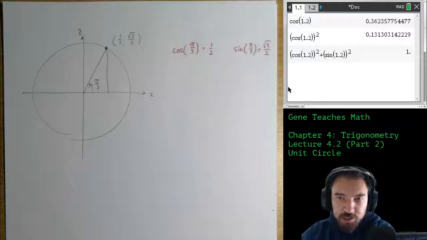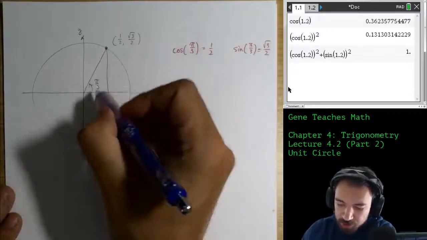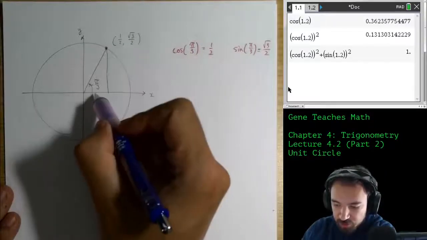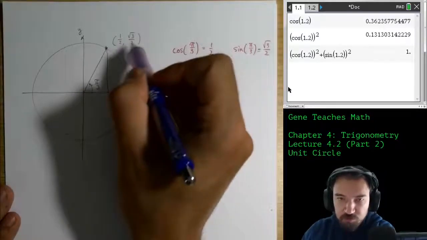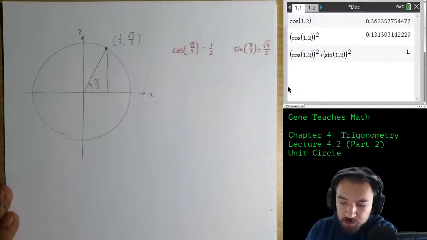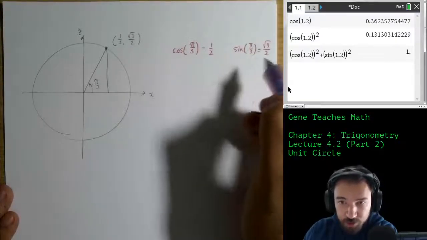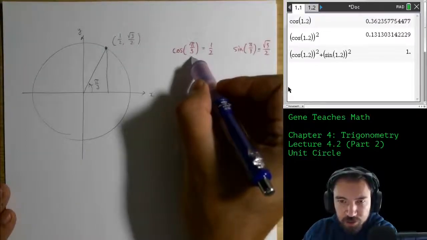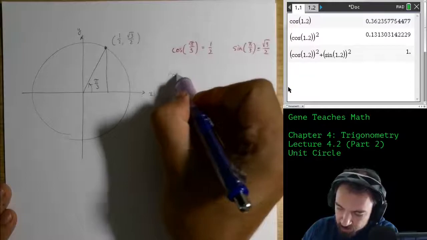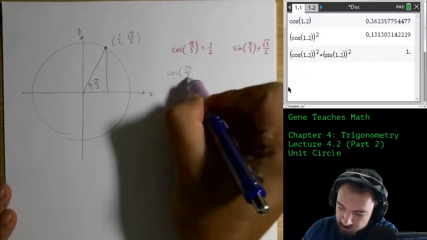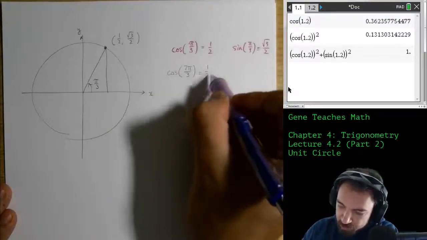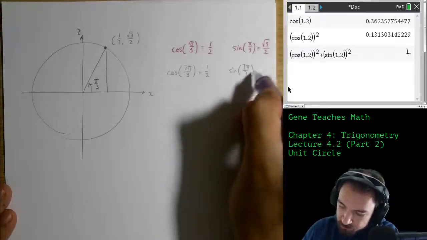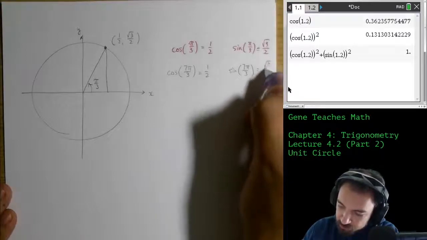So it turns out this idea is really useful. Because we have here a familiar angle pi over 3, and we know that cosine of pi over 3 is the x-coordinate 1/2, and that sine of pi over 3 is the y-coordinate root 3 over 2. And because we know that cosine and sine are periodic with period 2 pi, we can add 2 pi to the angle, get a coterminal angle, and say cosine of 7 pi over 3, if I add 2 pi, is the same as cosine of pi over 3. Same deal with sine. Sine of 7 pi over 3 is the same as sine of pi over 3.